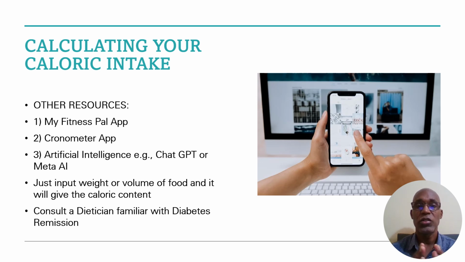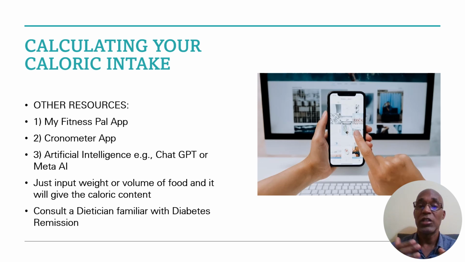Now, there are a number of resources that you can use that can tell you about the calorie content of your meals. You can use the MyFitnessPal app, also the Chronometer app, and these will tell you how many calories are in a particular item of food based on its weight. You can also track the amount of calories that you're having in a particular day.